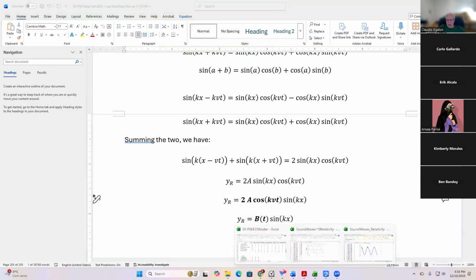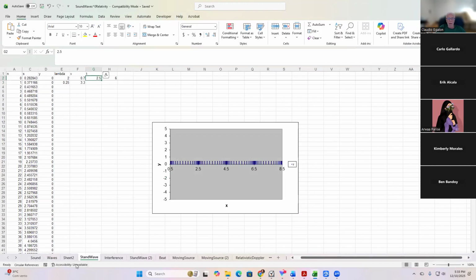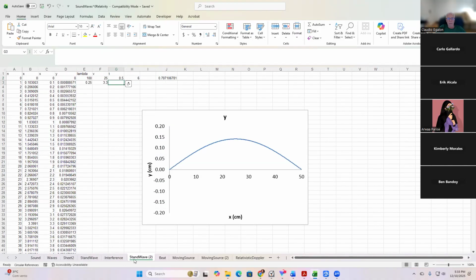And I have simulated something like that here. I want a standing wave. Here you go. Here's a standing wave. This is the one that we see in the string, right? When we pluck the string.